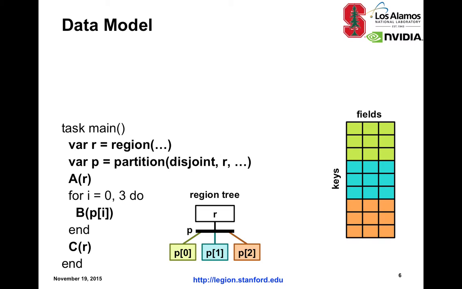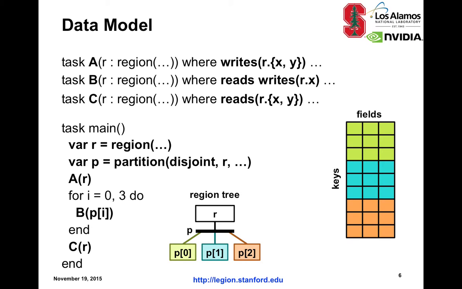We can continue on with the main task, and tasks in general accomplish parallel execution by decomposing the work that needs to be done into subtasks. And each of those subtasks needs to declare privileges on the arguments which they take to specify whether they read the data or write the data and what fields they're going to read or write.